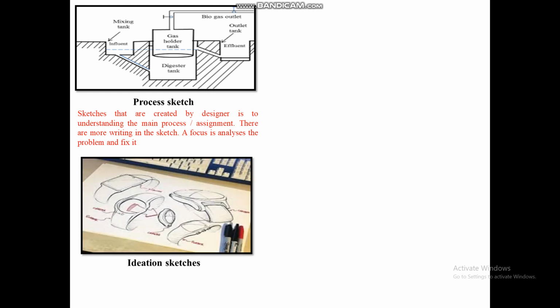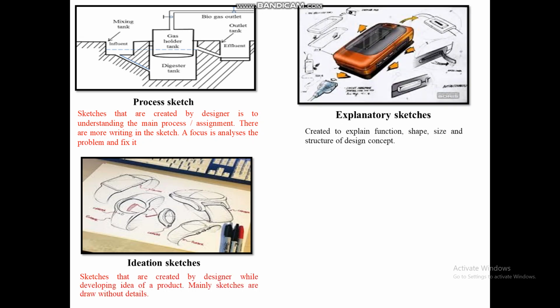Then next one, idea sketches. The photograph shows the sketches that are created by the designer while developing an idea of a product. Mainly the sketches are drawn without details. Then explanatory sketches. The photograph shows sketches created to explain the function, shape, size and structure of a design concept. The explanatory sketches are done.